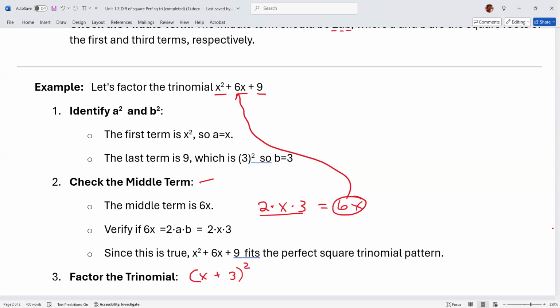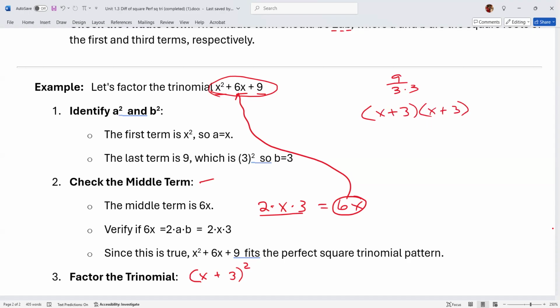Okay. Well, if you factored this using the method we learned before, you'd say, well, I'm looking for factors of 9 that add to 6. So you would have come up with 3 and 3. So you would have said, okay, fine, that's x plus 3 times x plus 3. And this is probably the way you would have done it.